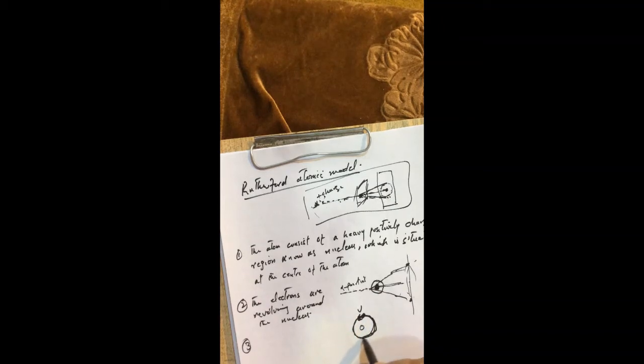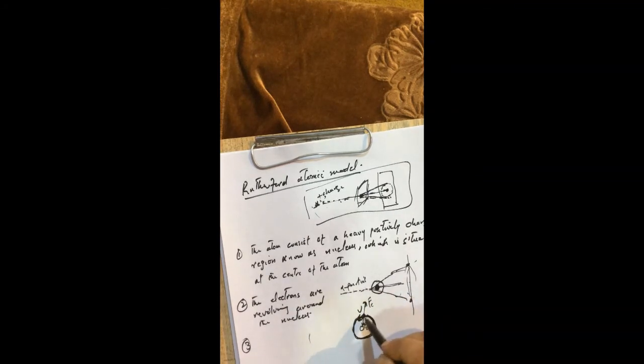The electrons are in a state of equilibrium. The equilibrium comes from two kinds of forces. One is the electrostatic force of attraction between electron and nucleus. The other one is the centrifugal force, the force which tries to move this electron away from its path. This is called centrifugal force.